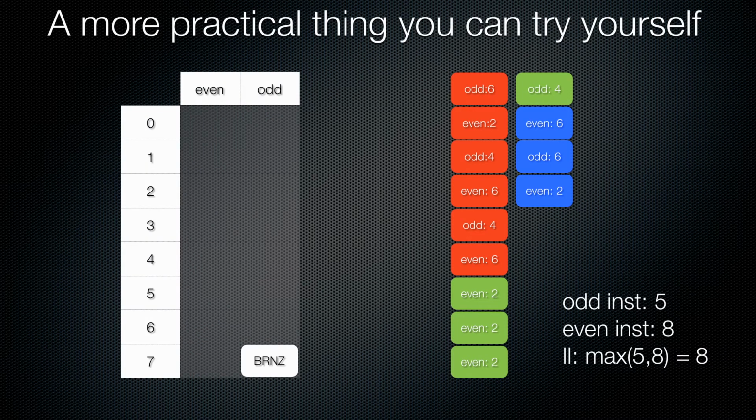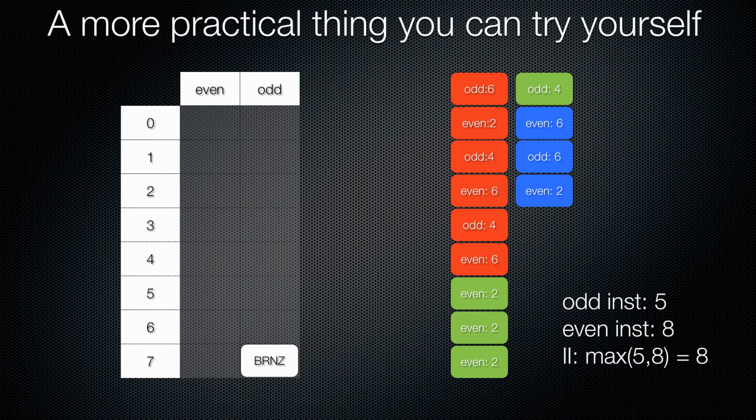The things on the right are instructions that you want to schedule. It's your program, basically. We have 5 odd instructions. We have 8 even instructions. The max of those two is 8. So if you remember from the previous video, I'm going to guess that my initiation interval should be 8 slots. And I'm going to go ahead and try and find a schedule that fits in here. So let's get started. How do we do this?